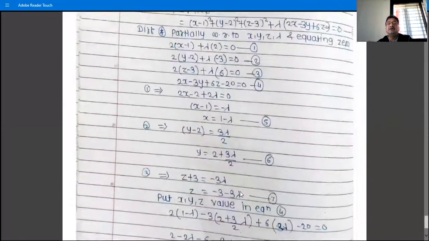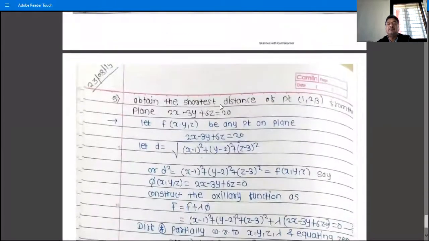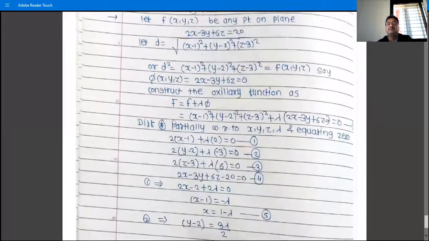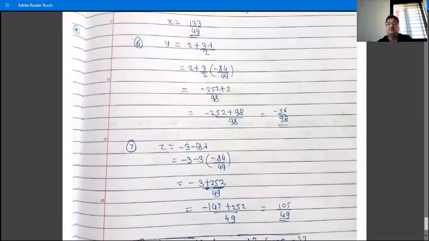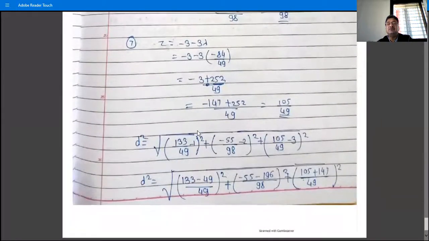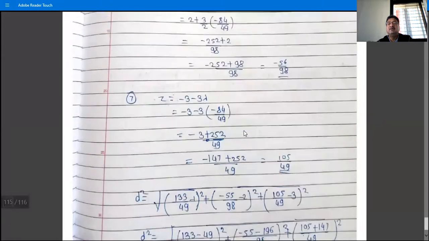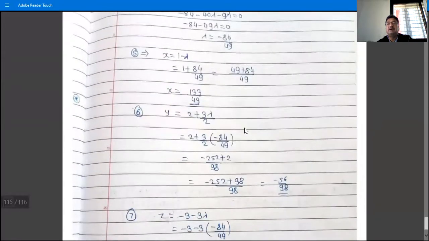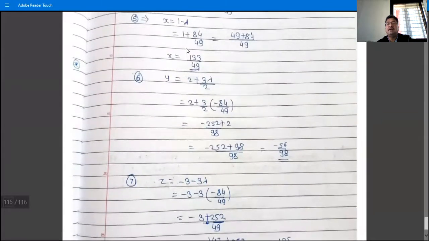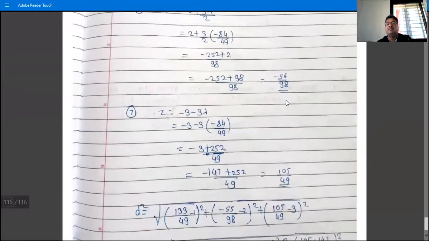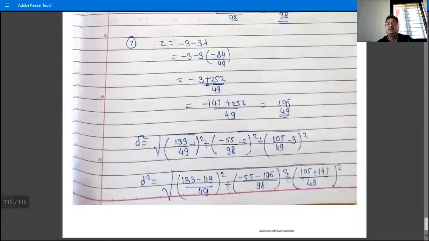So find the shortest distance. What is the question? Obtain the shortest distance, and therefore this is the point from which the distance of the point 1, 2, 3 is minimum. What is that point? Write the x, y, z value in round bracket: 133 by 49, comma, value of y, comma, value of z.